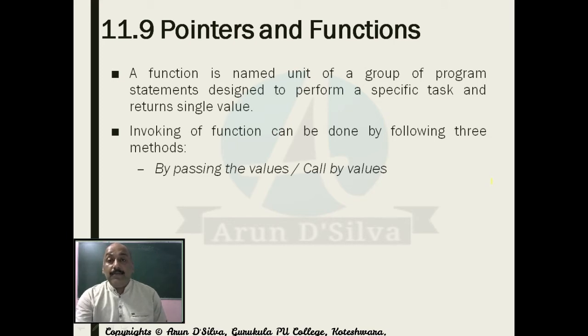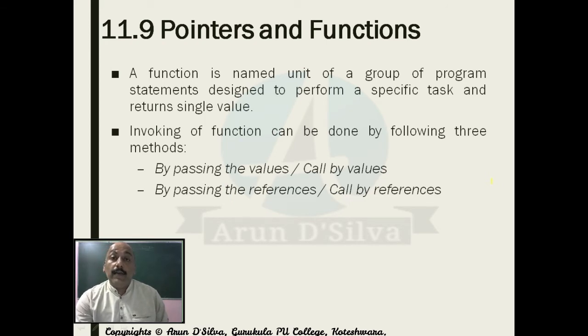The second method we use is passing the references, or call by reference. Directly you are not taking the photocopy; you are going to that location and performing the work. The third one is passing the pointers, or call by addresses. So these are three different methods when you make use of functions.